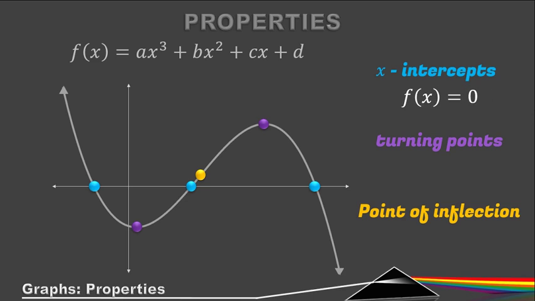Now, to find the x-intercepts, you simply set the equation of your function equal to 0, and then you solve for x. Same with the turning points: you take the first derivative of your function, equal it to 0, and then solve for x. And finally, for the point of inflection, you take the second derivative of your function, equal it to 0, and solve for x.